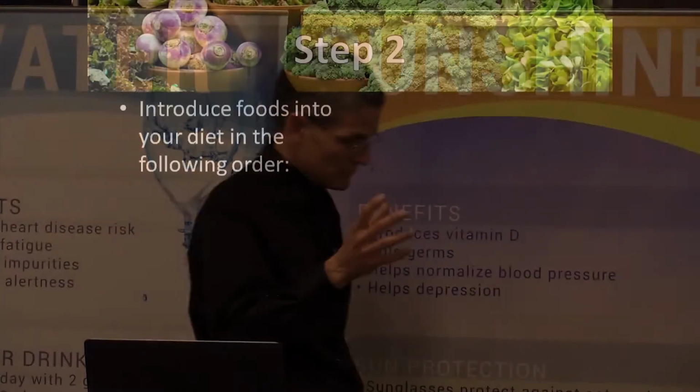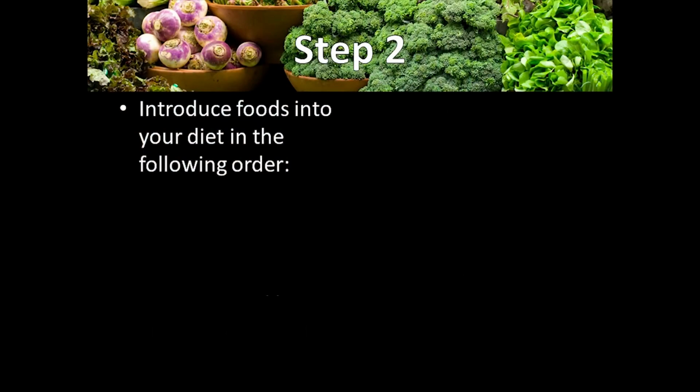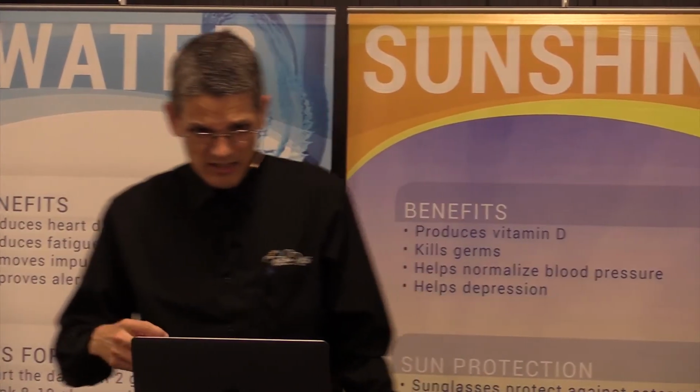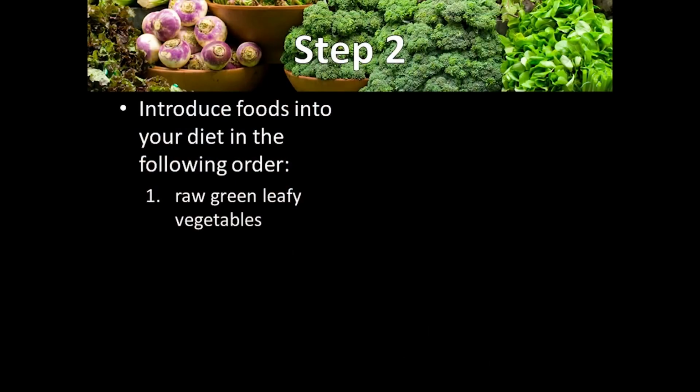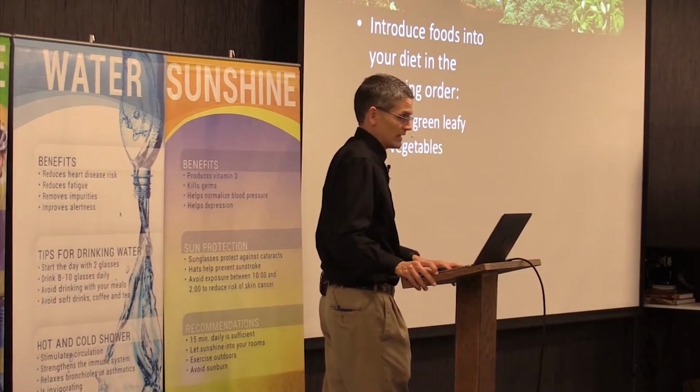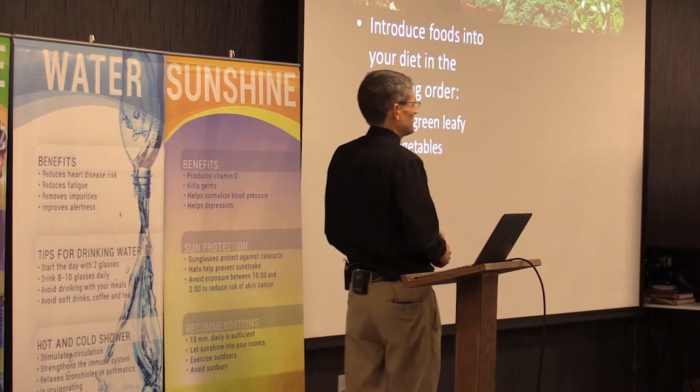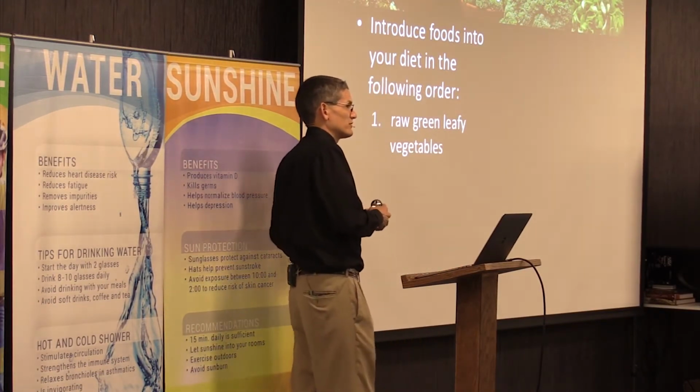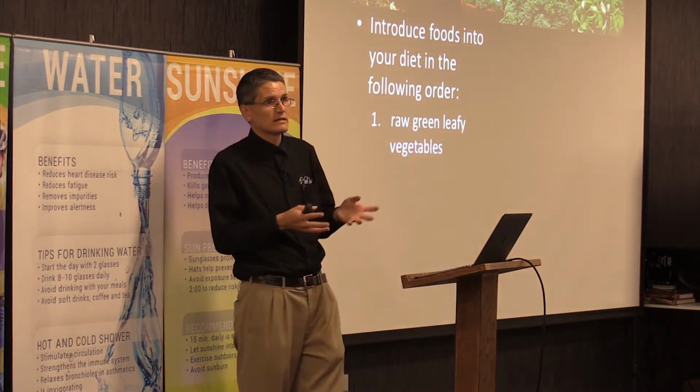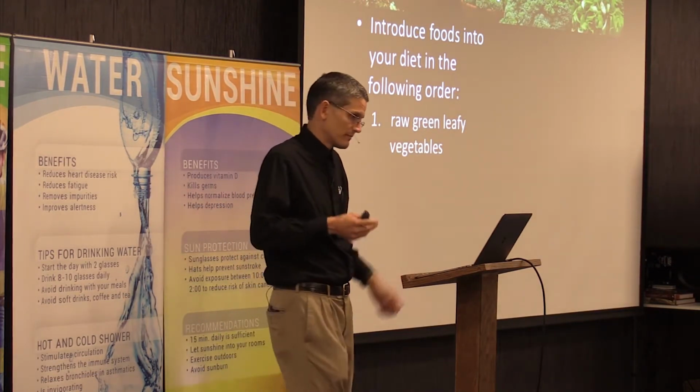So step 2, what you want to do is introduce foods into your diet in the following order. 1, raw, green, leafy vegetables. Right? So you fast for a few days, and again, work with your doctor. And when you start eating, start with salads, just raw, green, leafy vegetables. These are the foods that are least likely to cause the blood sugar levels to go up.